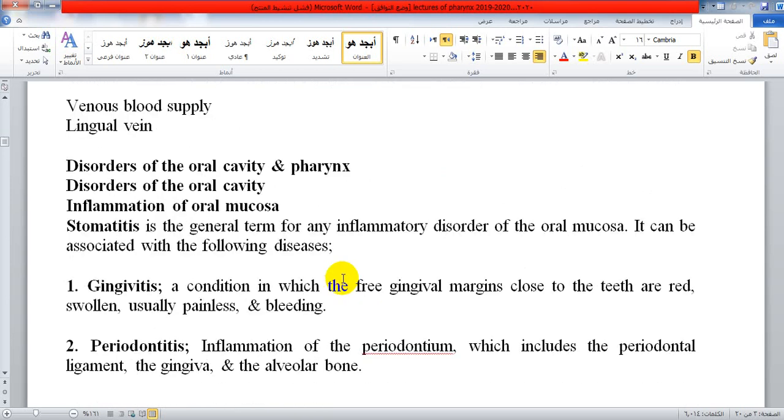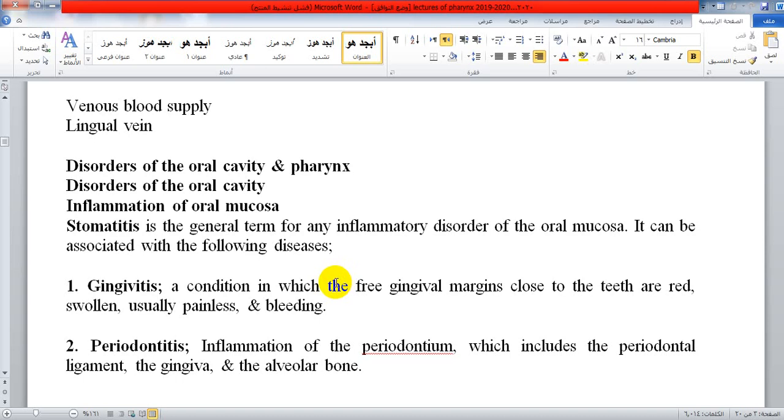Now we go to the disorders of the oral cavity and the pharynx. We start with the disorders of the oral cavity. Inflammation of the oral mucosa. Stomatitis is the general term for any inflammatory disorder of the oral mucosa. It can be associated with the following diseases.